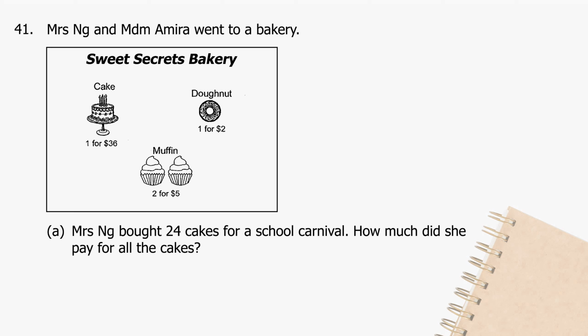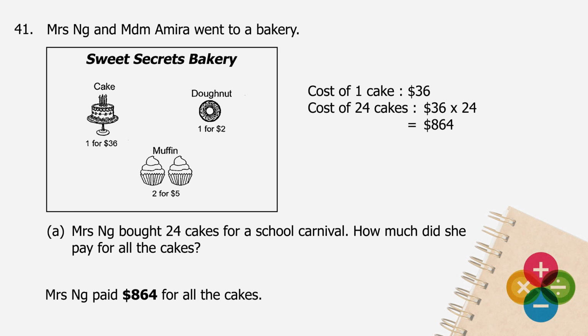Question 41. Mrs. Ng and Madam Amira went to a bakery. A. Mrs. Ng bought 24 cakes for a school carnival. How much did she pay for all the cakes? The cost of 1 cake is $36. The cost of 24 cakes will be, multiply $36 by 24, and the product is $864. A. Mrs. Ng paid $864 for all the cakes.